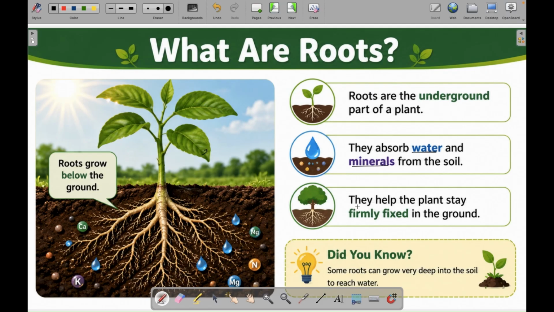Roots have one more application. They help the plant stay firmly fixed in the ground. Plants stay in the ground, so they have a foundation because of the roots. Without the roots, they won't be able to stay firm above the soil. Some roots can grow very deep in the soil to reach water. Some roots grow so deep that they even reach the groundwater level and access water from there directly.